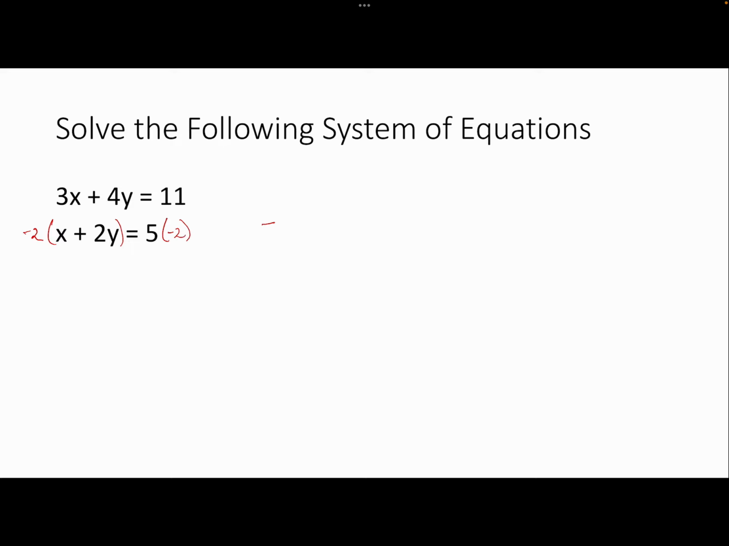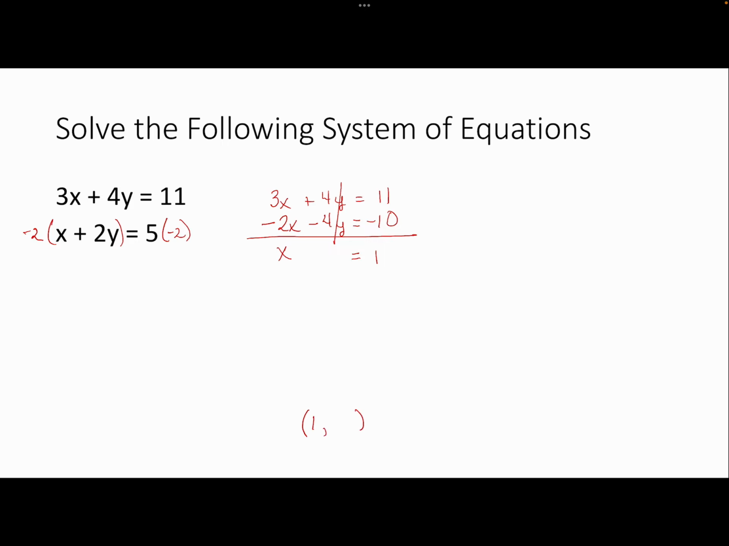And so a -2x and a -4y equals a -10. We will add that equation to the 3x plus 4y, which is equal to 11. And by adding the two equations, we get an x, a 0 pair, and a 1. So we know that x is 1.